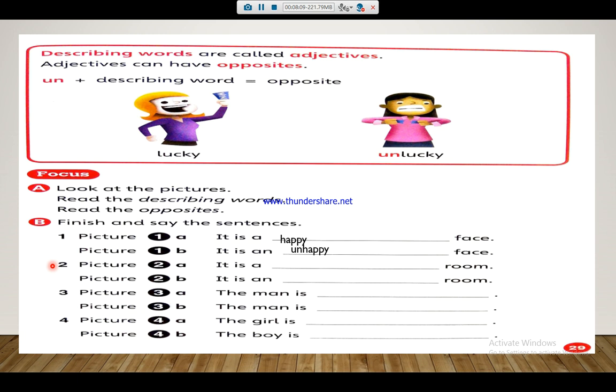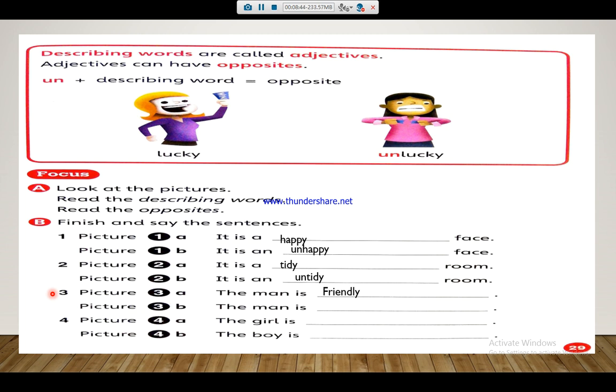Picture number two. In number two, we have two pictures. The first one, it is a tidy room. Do you remember the room? Yeah, the first room was very good, tidy. What about the second room? It is an untidy room. Excellent. Let's go to picture number three. In number three, we had two pictures. The picture of the first man, he was shaking his hand with the little boy and he was friendly.